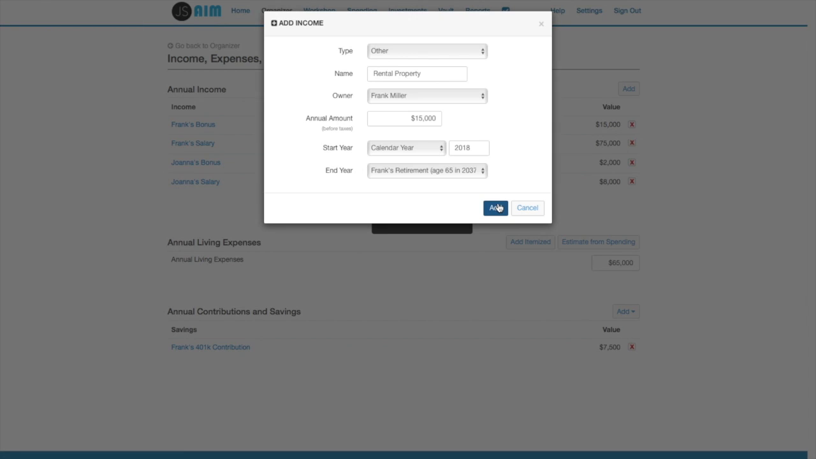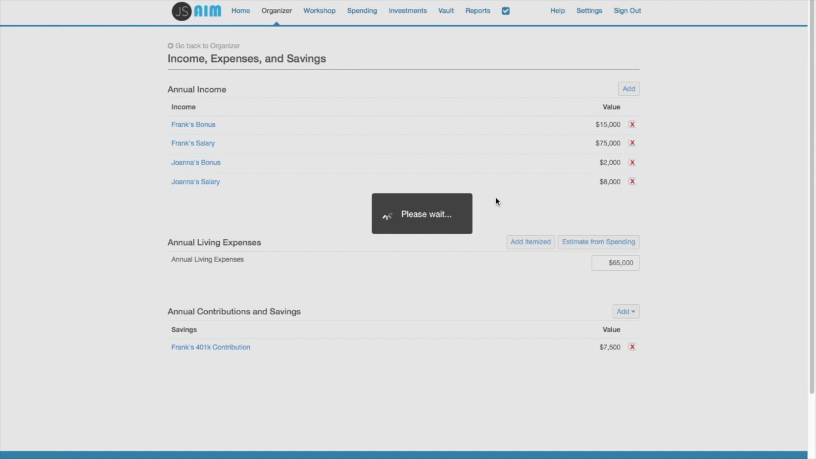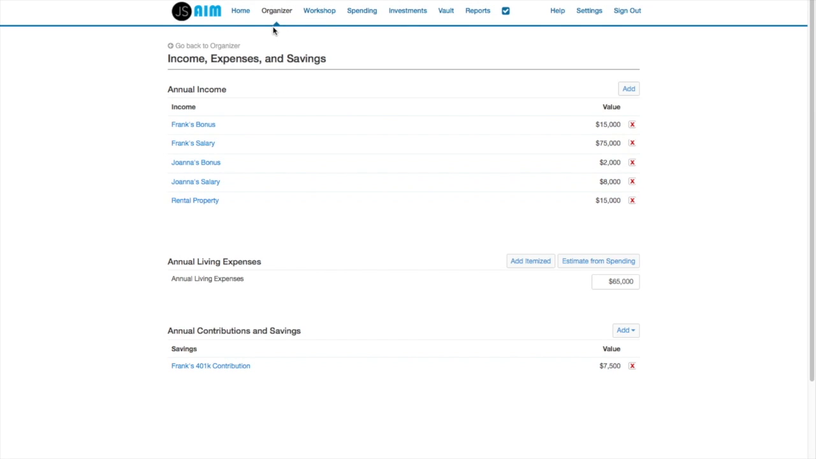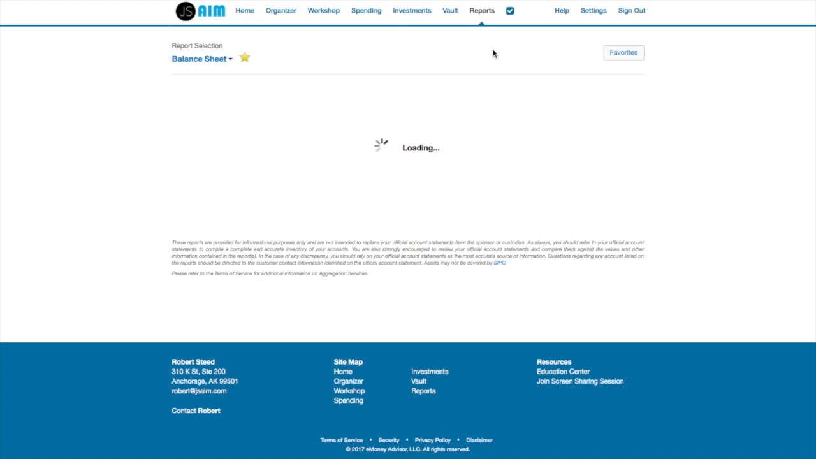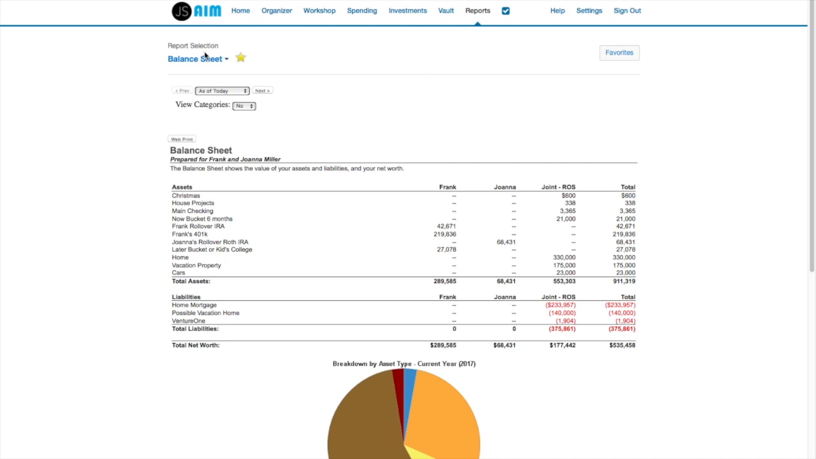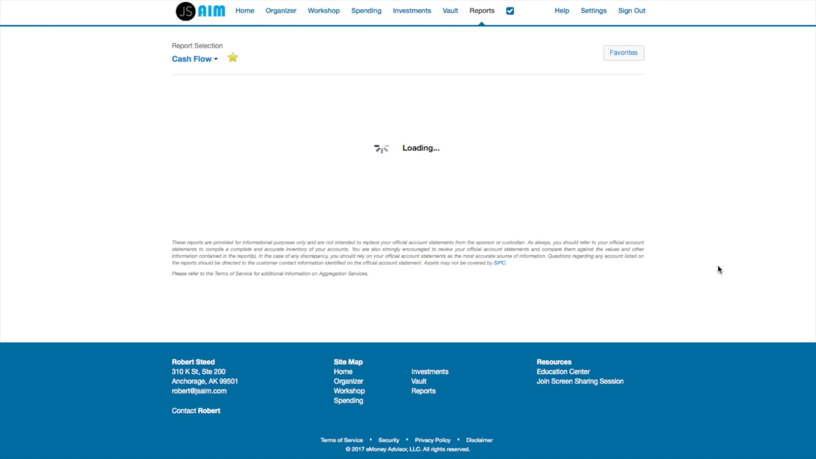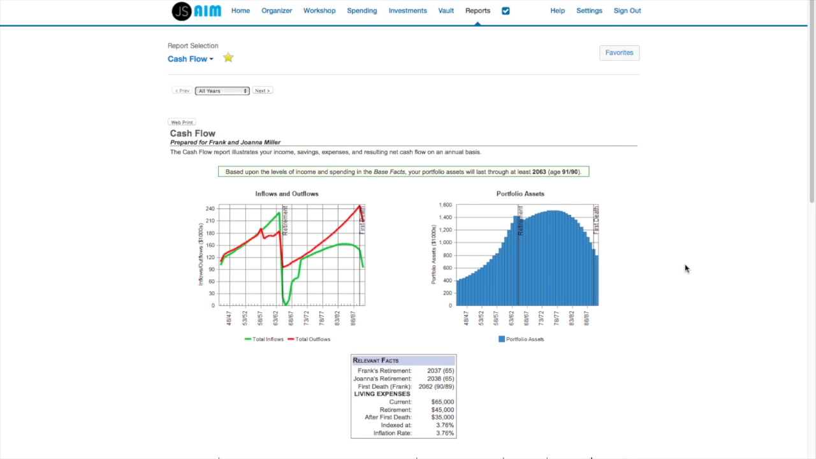So let's add that. We can see right here, rental property income. And we go back to the reports. By adding that little bit of income, let's see what happens. We see that it's actually a pretty good idea if they were able to do that. Their retirement money would last.